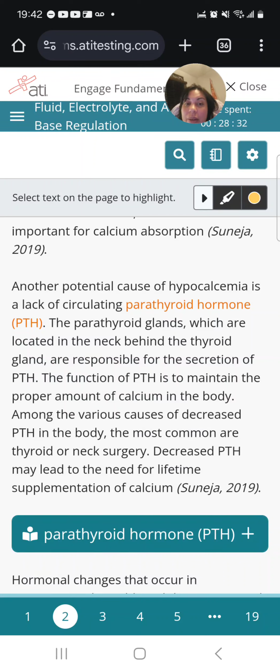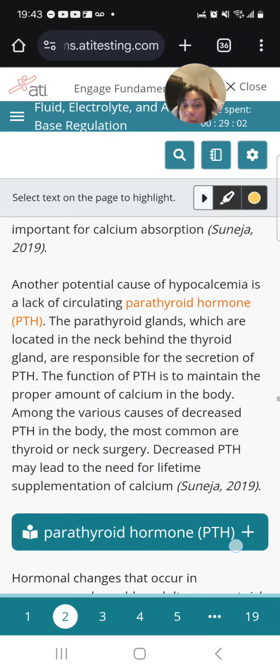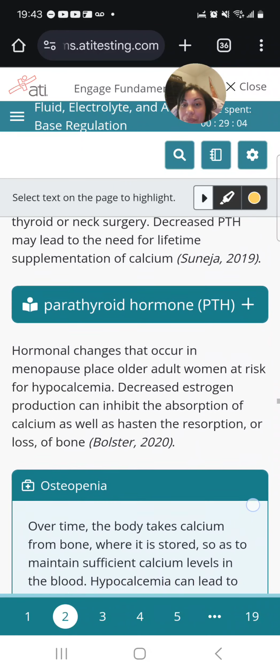Another potential cause of hypocalcemia is a lack of circulating parathyroid hormone. The parathyroid glands, which are located in the neck behind the thyroid gland, are responsible for the secretion of parathyroid hormone, or PTH. The function of PTH is to maintain the proper amount of calcium in the body. Among the various causes of decreased PTH, the most common are thyroid or neck surgery. Decreased PTH may lead to the need for lifetime supplementation of calcium.